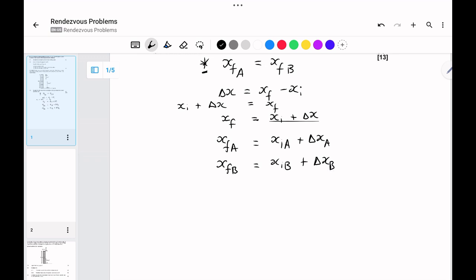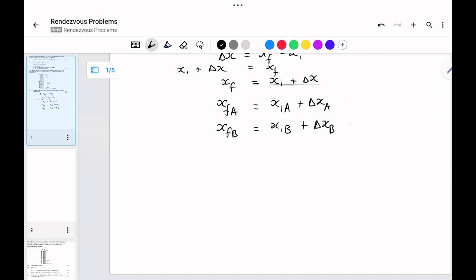Right, so I'm going to take these expressions and substitute them into this equation here. Let me first write out that equation again: x final A equals x final B, and x final A is this. So I can write x initial A plus the displacement of A, and that is equal to the initial position of B plus the change in position of B.